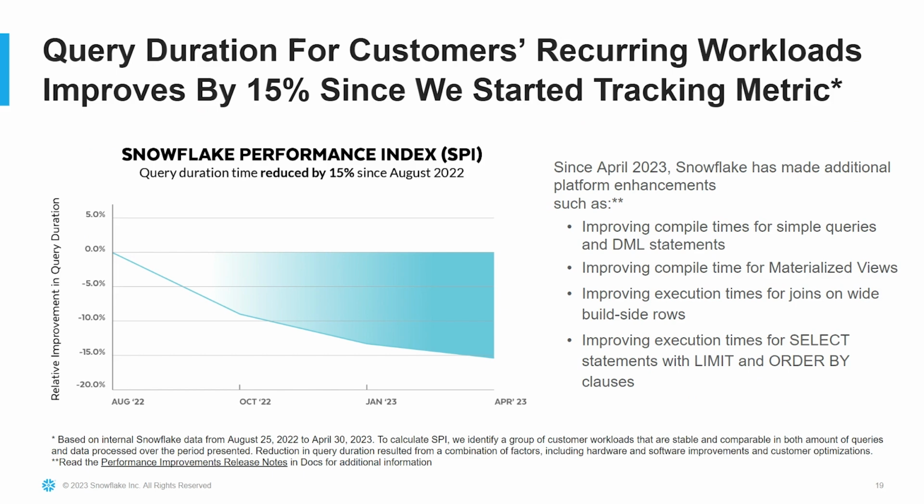With regard to the transparent platform improvements and the benefits that they accrue to customers, we now have a way to quantify this mathematically, and we call this our Snowflake Performance Index, or SPI. What we've shown is that from August of 2022 to April of 2023, there's been a 15% reduction in the amount of time it has taken nearly identical queries to run, which in many ways shows you this deflationary effect on Snowflake credits, which means the value of a Snowflake credit is going up by that much.